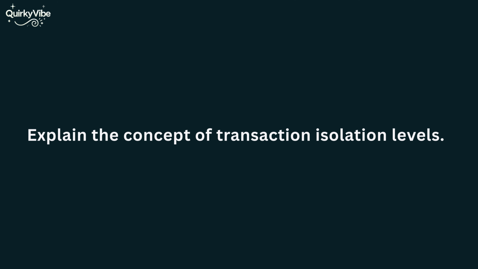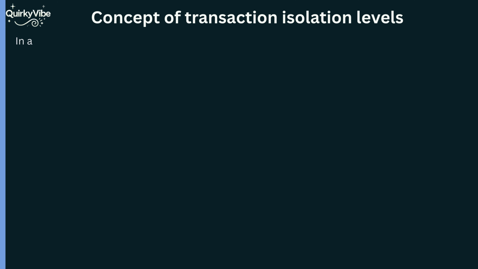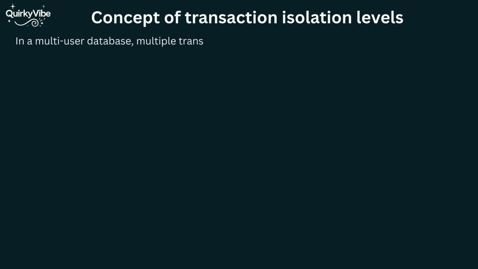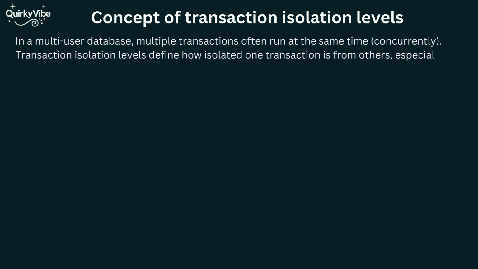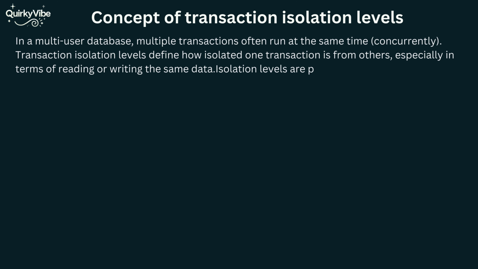Explain the concept of transaction isolation levels. In a multi-user database, multiple transactions often run at the same time, concurrently. Transaction isolation levels define how isolated one transaction is from others, especially in terms of reading or writing the same data. Isolation levels are part of the ACID properties, specifically the I in ACID.